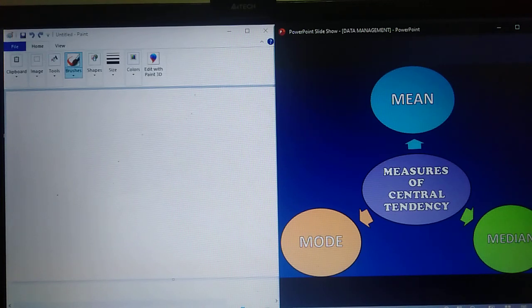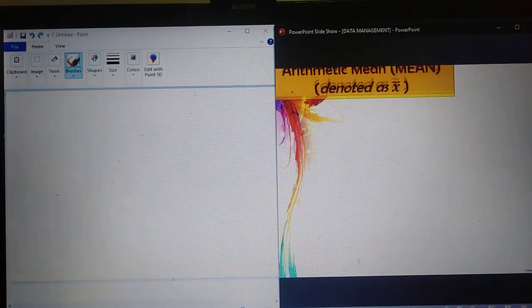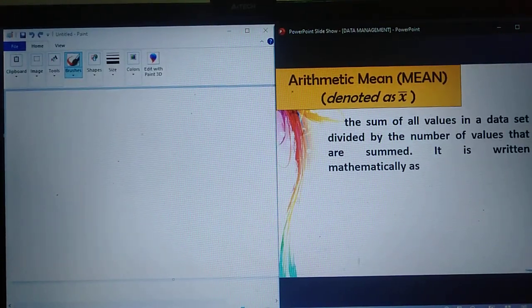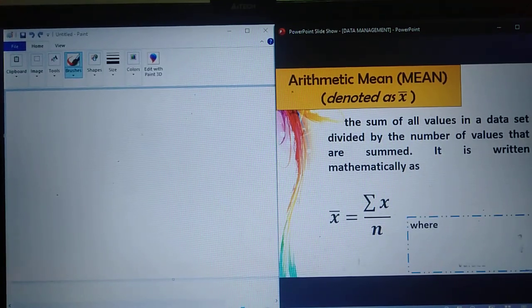Now, let's just focus muna sa ungrouped data. Pag sinabing ungrouped, napakadali lang isolve. One of the easiest kasi, later on malalaman natin. So first, we have the arithmetic mean, or simply the mean, denoted as X bar. Okay. Paano malaman ang mean ng isang ungrouped?